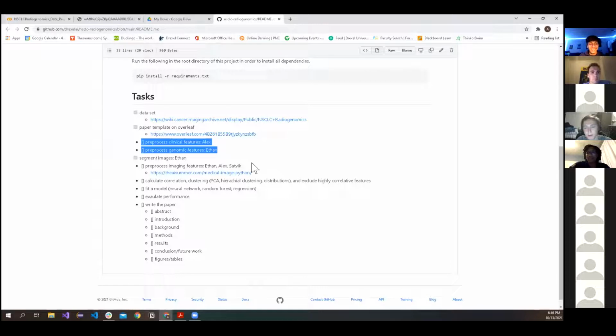Especially for those of you who just joined and want to get involved but don't know how: join the Slack first of all, and second, just pick something to work on. If you want to learn the very basics of how to pre-process data and work with tabular data, work with me. Otherwise, you can work with Ethan to pre-process the genome data.